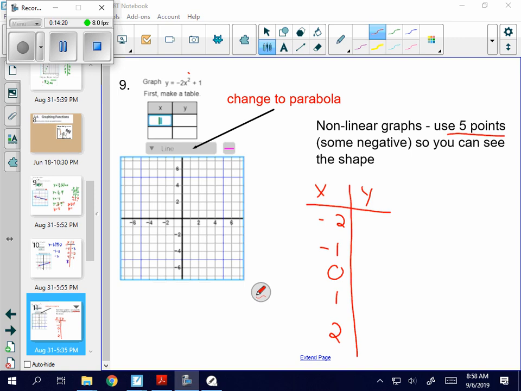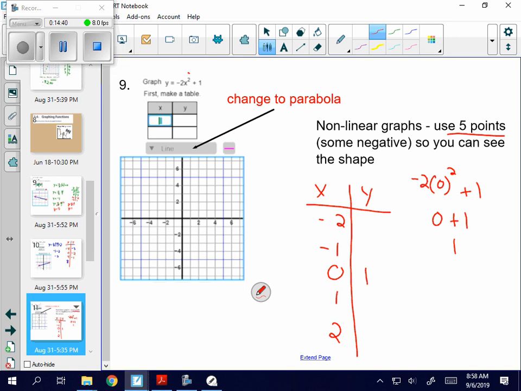The first one I'm going to plug in is 0, only because I love to plug in 0. It's the easiest. So when we plug in 0 into our function, 0 squared is 0. 0 times negative 2 is 0 plus 1, and we get 1. So when we plugged in 0, out came a 1.